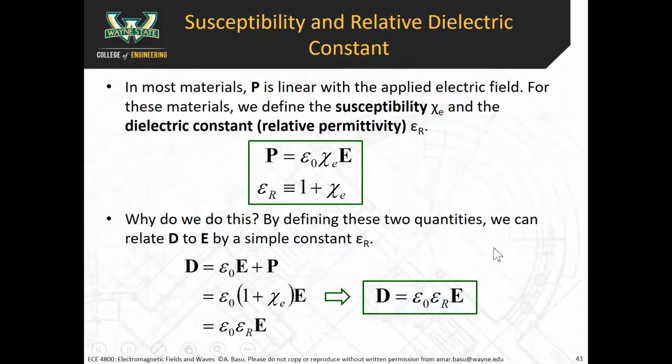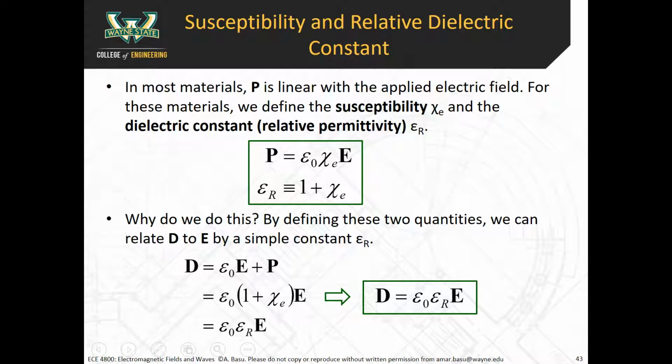The susceptibility is a material parameter. Different materials have different polarizabilities, and that's governed by the susceptibility. We usually don't use this susceptibility term. Instead, we use something called a relative dielectric constant. Epsilon sub R is equal to 1 plus the susceptibility. All right, and we use that because it gives us a nice compact equation which relates D to E. So D is equal to epsilon 0 times epsilon R times E.